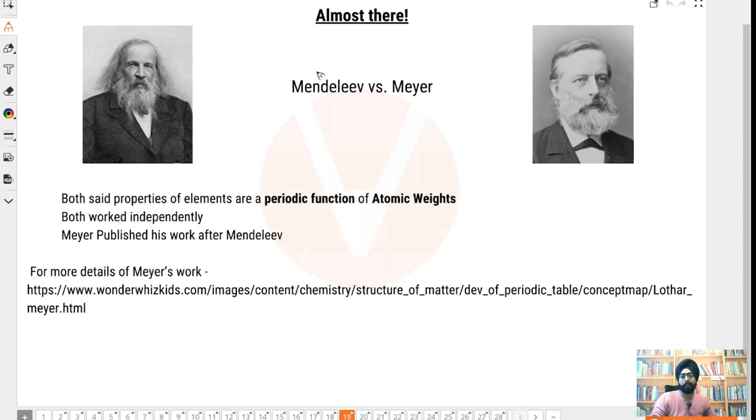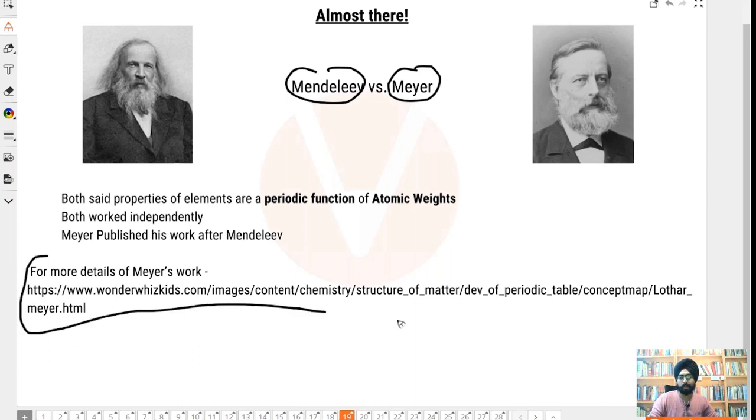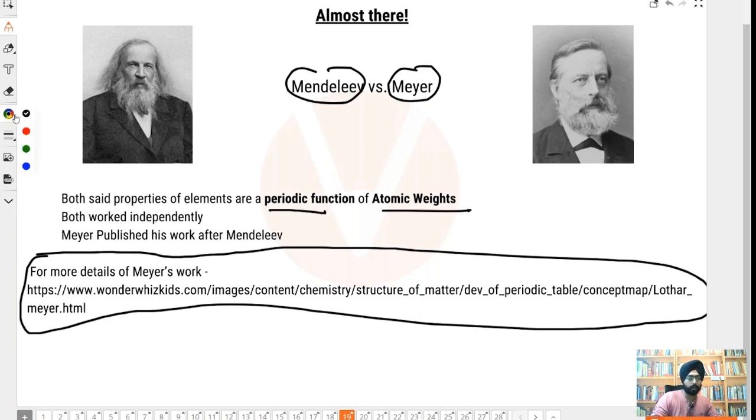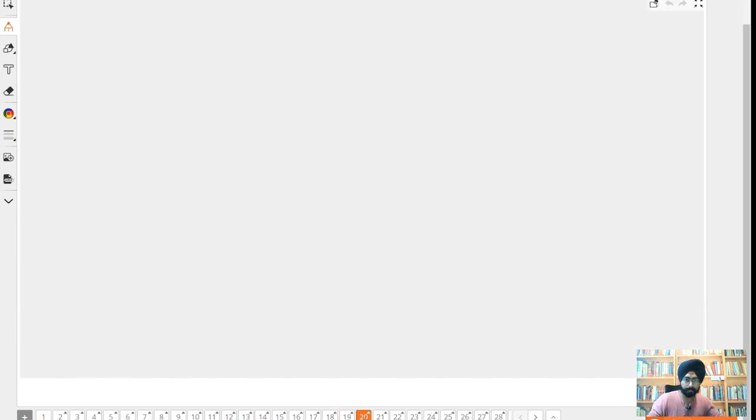Okay. Then you had Mendeleev and Lothar Meyer. This link was also given to you to understand more of Lothar Meyer's work if you wanted to. Both said that elements are a periodic function of their atomic weights. The periodic properties are a periodic function of their atomic weights. Yeah, and we have spent a lot of time on this particular statement as well. This was the Mendeleev's periodic table.